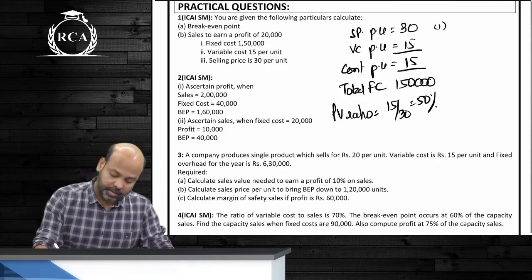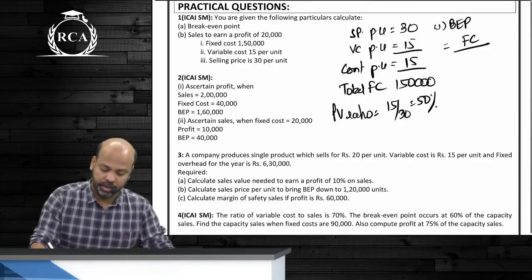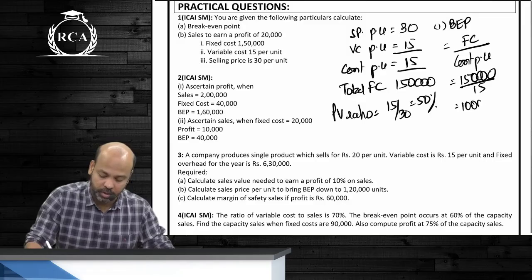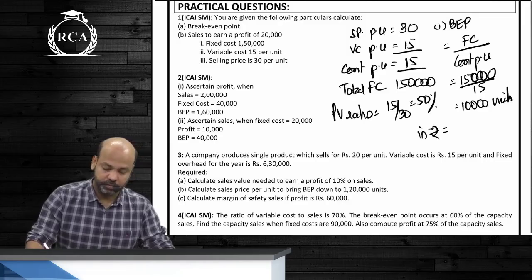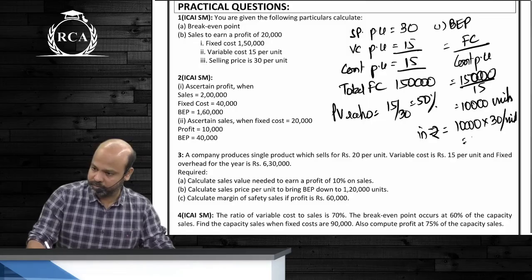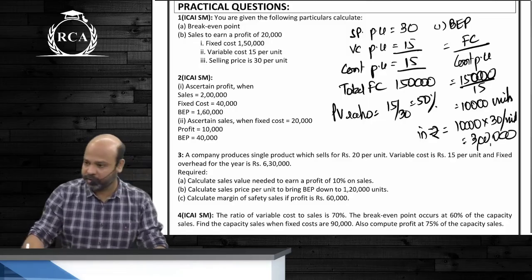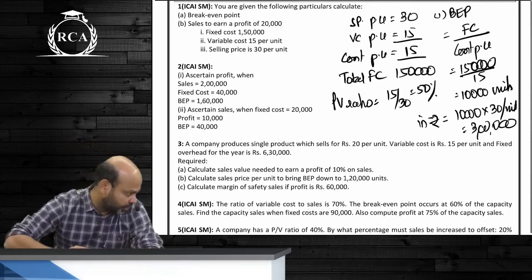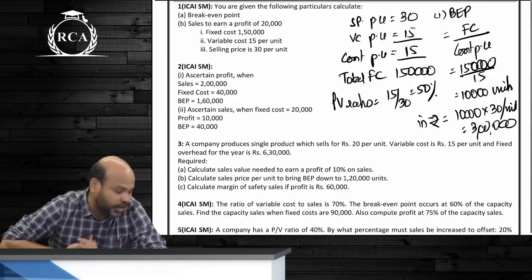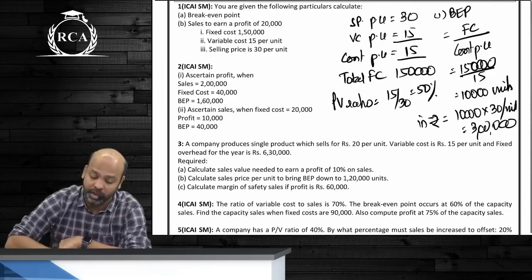Our PV ratio guys will be 15 divided by 30, that is 50%. First bit का आंसर क्या रहेगा? Break even point, fixed cost divided by contribution per unit. 1,50,000 divided by 15 rupees, and that will be equal to 10,000 units. In rupees that will become 10,000 multiplied by 30 rupees, that is 3 lakhs. या फिर fixed cost divided by PV ratio, जैसे लिखना है लिखो बेटा. In units it will be 10,000. In rupees it will be 1,50,000 divided by 50%.